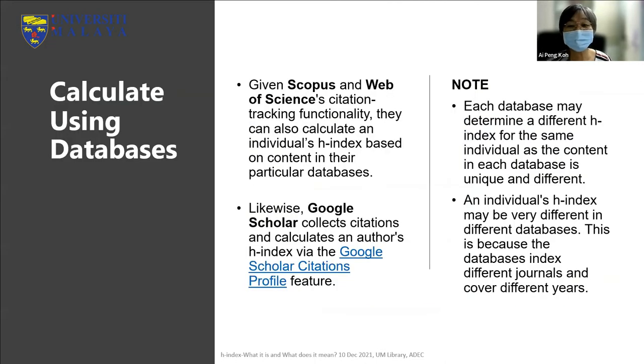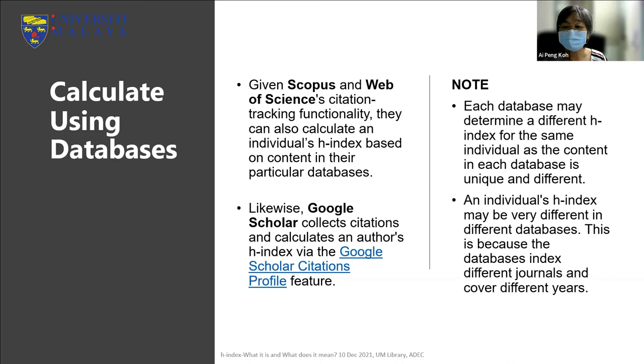So just now we were calculating the H index. It's a manual calculation. But in normal circumstances, you don't have to calculate your own H index. We always calculate using the databases themselves. Scopus and Web of Science have citation tracking functionality, and they can also calculate an individual's H index based on the content in their particular databases. Likewise Google Scholar, and also Publish or Perish, if I'm not mistaken. Okay, so notes.